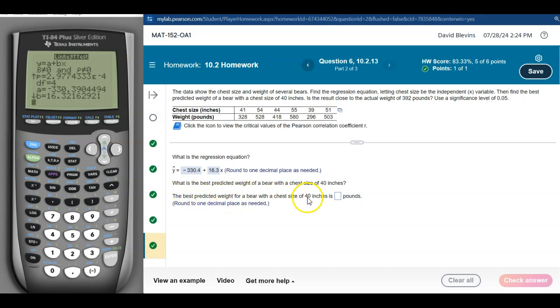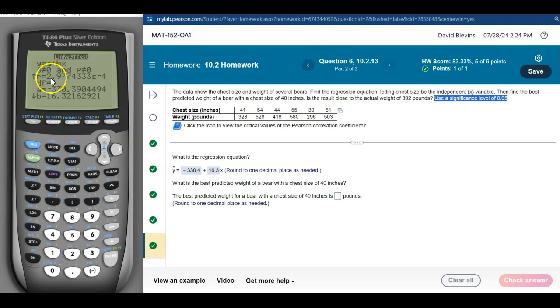All right, press enter there, and then it says, what's the best predicted weight for a bear with that chest size? Chest sizes are our x's, so that's going to go in for x, and then we're being asked to find a y. And we're either using this line or we're using the mean of the y values. What determines if we use the line is whether the p-value is less than alpha. So there's alpha, 0.05. Our p-value is 2.9.